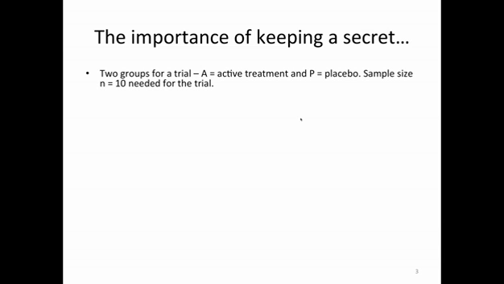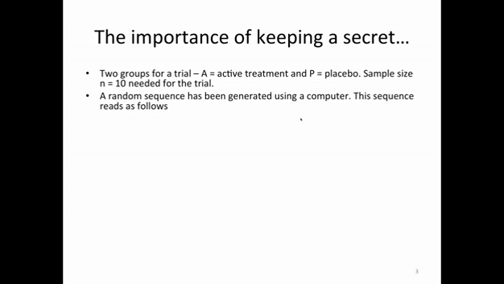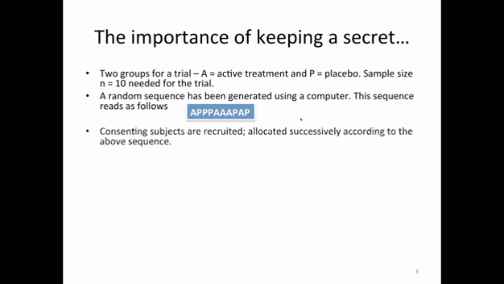Suppose there are two groups for a trial, A for active treatment and P for placebo. Assume that we need 10 patients for the trial. A random sequence has been generated using a computer. This sequence reads as follows. Suitable subjects who give consent are allocated successively according to the above sequence.